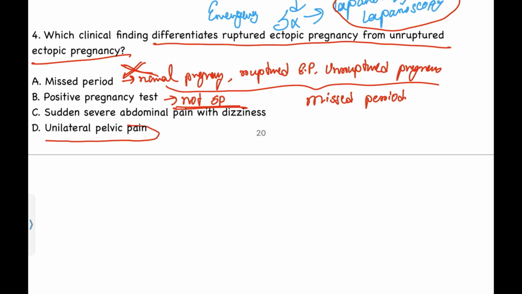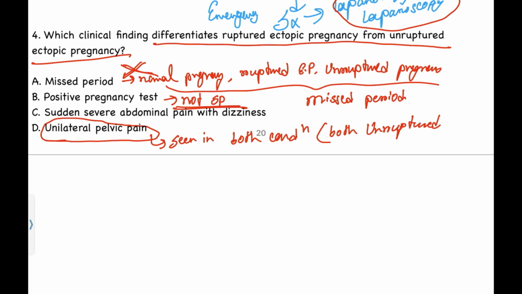Now, unilateral pelvic pain. Unilateral pelvic pain is seen in both conditions. Both conditions means both unruptured as well as ruptured, because in both situations the condition is ectopic pregnancy. That means unilateral pelvic pain will be seen in both cases. So it is also not a feature differentiating unruptured or ruptured ectopic pregnancy. If the mother is complaining of unilateral pelvic pain, that can happen in both unruptured and ruptured ectopic pregnancy. So how to differentiate this?